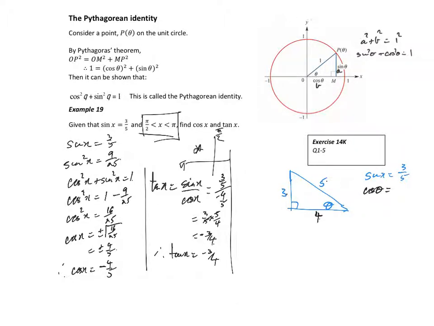Well, it should be an x, shouldn't it? Cos x is adjacent over hypotenuse. Tan x is equal to opposite over adjacent. The only thing you need to now go back and do is the same thing about which quadrant am I in. I'm in the second quadrant, so that has to be negative and that has to be negative. So whether you use a Pythagoras' theorem approach or draw a right angled triangle, we'll get to the same point. I'll leave you to it.